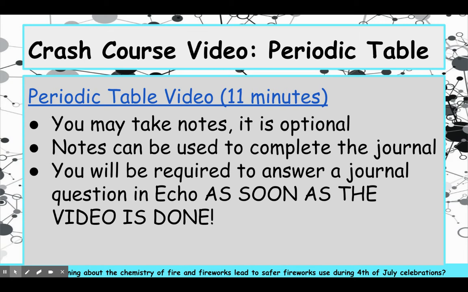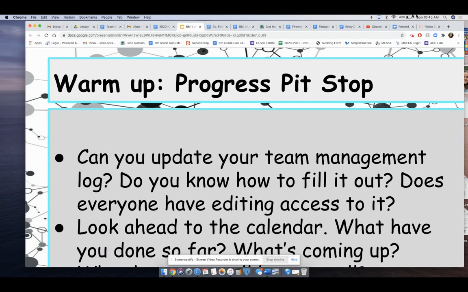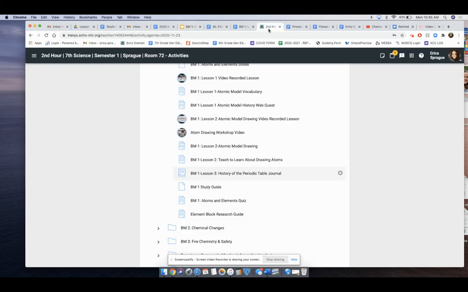And it is going to ask you to recall who the father of the periodic table was. So that would be the person who basically invented or came up with the modern periodic table, and how the heck this person was able to do that. Okay, so it's very important that as soon as you watch this video, you go in and answer the journal in Echo. So I'm going to show you where the journal in Echo is.